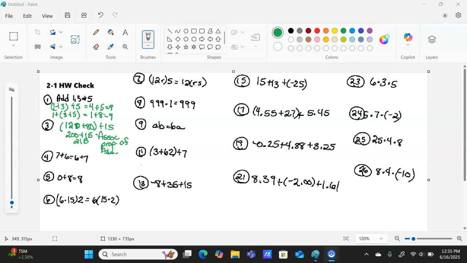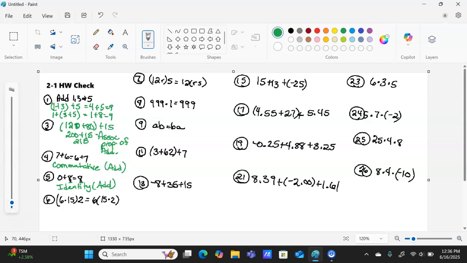In 4 through 11, or 4 through 9, sorry, you were asked to tell the property. This is the commutative, and it's the commutative property of addition. This is the identity property, again, of addition. The identity properties are ones where you end up with the same answer that you started with. So for addition, if you add 0, you get the same number.